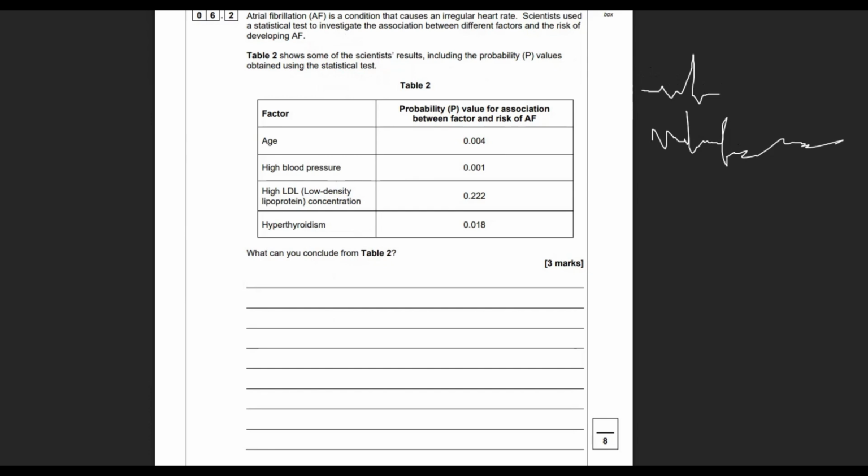Look, there's my complete healthy wave, and then atrial fibrillation is where your wave is all irregular heartbeat all over the place. Right, we've got these probability values. For age, it's 0.004. For high blood pressure, it's 0.001. For high LDL, low density lipoprotein concentration in your blood, it's 0.222. And for hyperthyroidism, it's 0.018. What can you conclude from table 2? It's worth 3 marks. Why don't you pause the video and have a go?